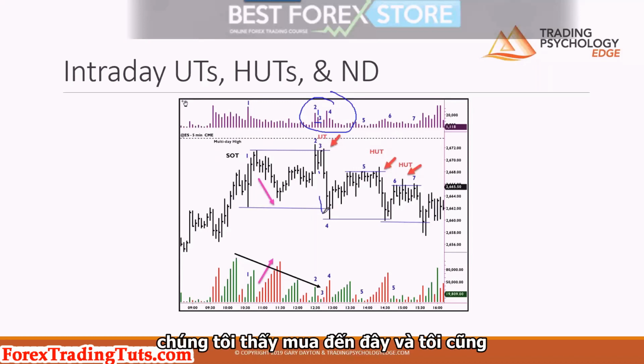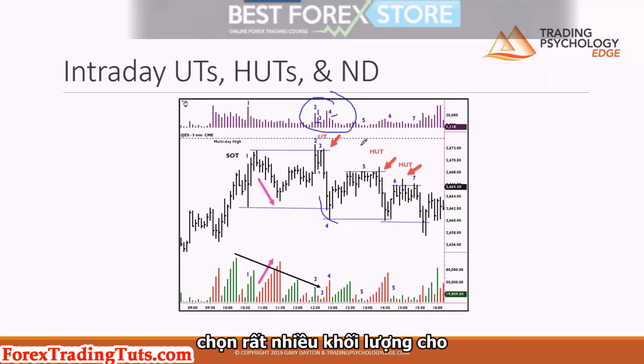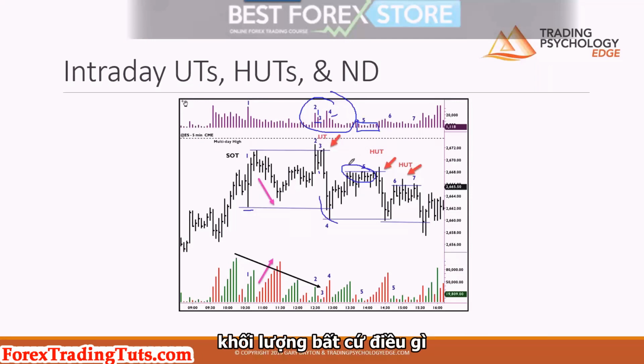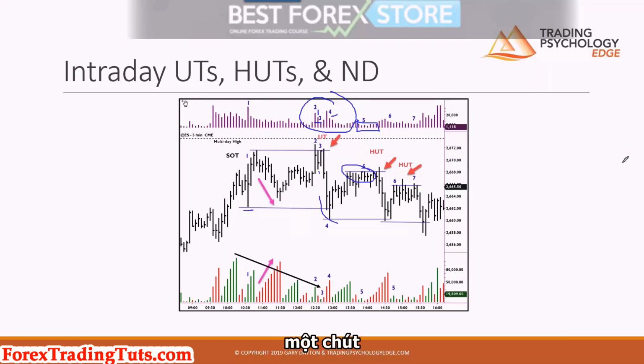We see buying coming in here. I also notice that on bar 4, I'm not really picking up a lot of volume to the downside, and I'm at some sort of support in here. So there's the exit for that trade. The market rallies up a little bit more. I see lots of no demand in here, just no volume whatsoever. We rally up, we come up a little bit.